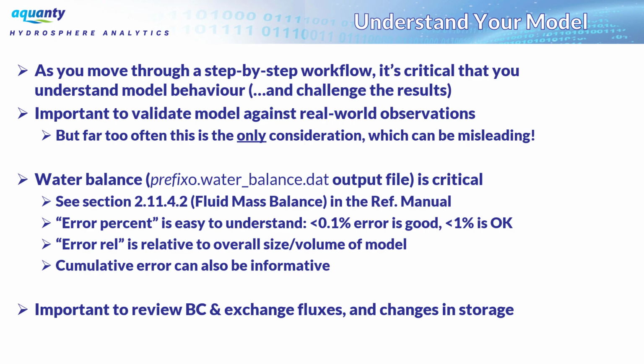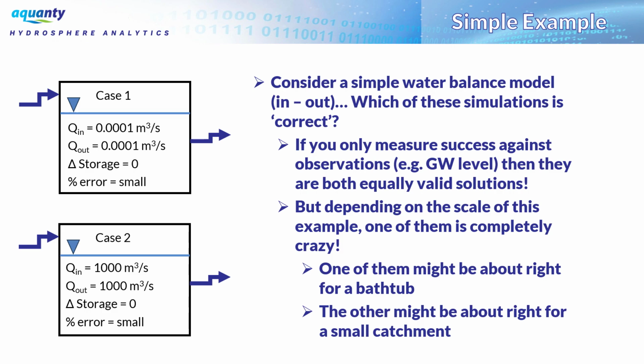A very simple example. We've got 2 models here that have different fluxes in and out but the change in storage is the same, it's 0, and the percent error is also very small, let's say 0.1% in both cases. They have the same distribution of water tables. I would ask you which of these is correct. It really depends on the scale of the problem.